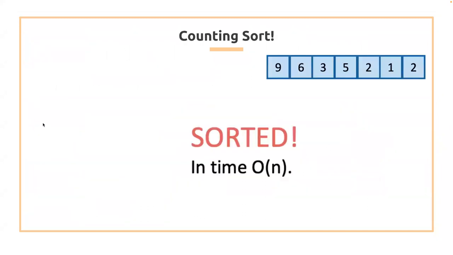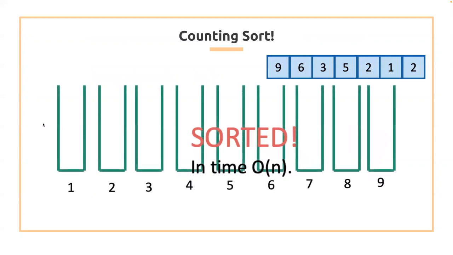That is actually an example, though this slide is a little wonky, of something called counting sort. So you can imagine that if you have an array of integers, you can actually sort them in O of n time. How?